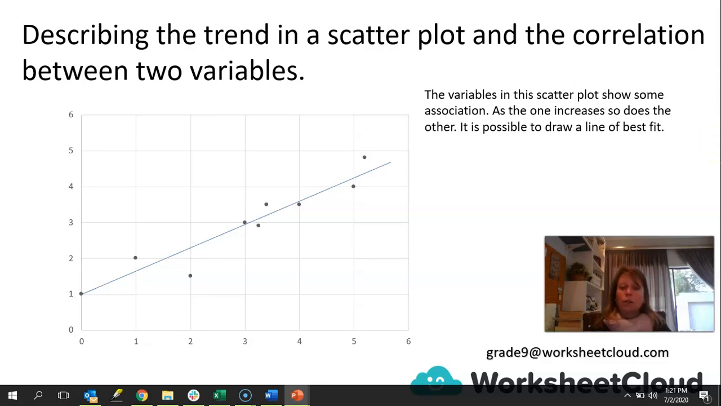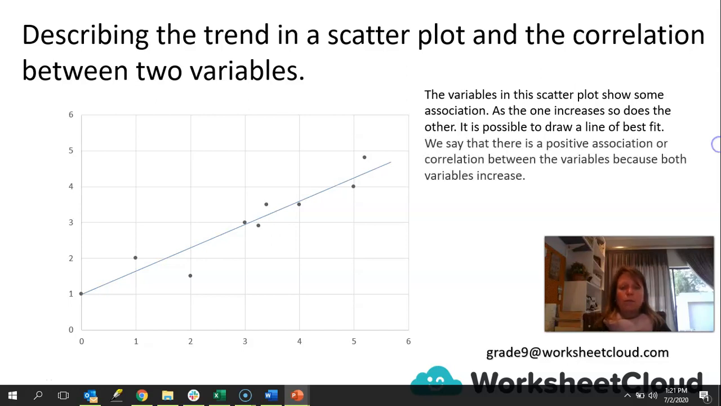positive. So the association, or we can call it the trend, is positive. Okay, so we can say there is a positive association or correlation or trend between the two variables because both variables increase. All right, so here it was 1 and 2, and there it was 2 and 1.5. Okay, so your x variable has increased and your y variable has come down a little bit, but it's actually moved along. So your x variable has increased.